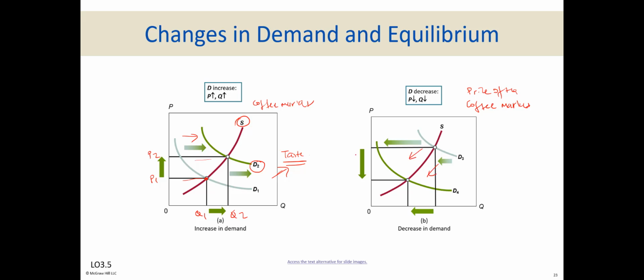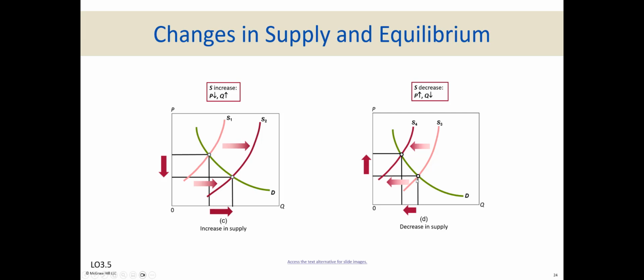So initially we were here at P1 and Q1. Because of the change in demand, supply doesn't shift. Supply is actually changing through the price. As the demand decreases, the price for coffee is decreasing and the quantity bought and sold in the market is decreasing, and we have a new equilibrium price.